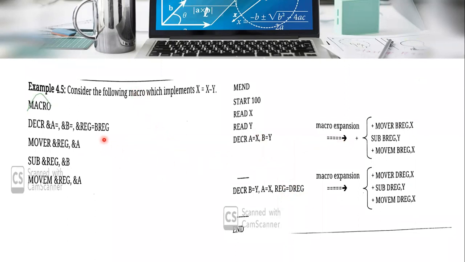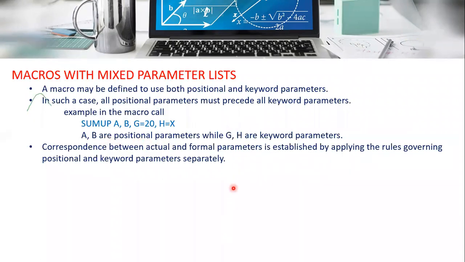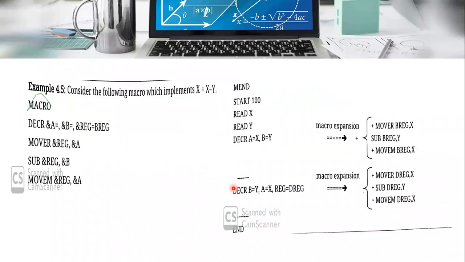Next thing is macros with mixed parameters. We can see the three different main types of parameters. First one is the positional parameter, second is the keyword parameter, and third is the default parameter. Now when we consider a mixed parameter list: until now, we used either only positional parameters, or only keyword parameters, or only default parameters.